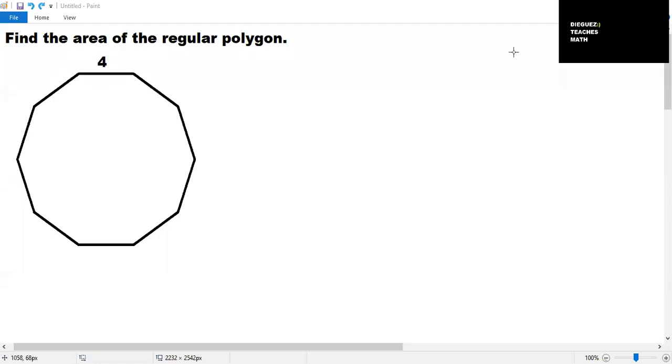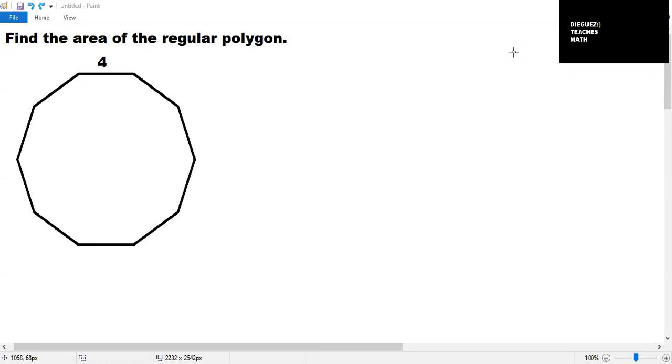Today we're gonna find the area of this regular polygon. We know in this polygon that the side length is 4. Since it's a regular polygon, that means that the rest of the sides also measure 4. If we remember from last week, the area requires for us to know the apothem and the perimeter.